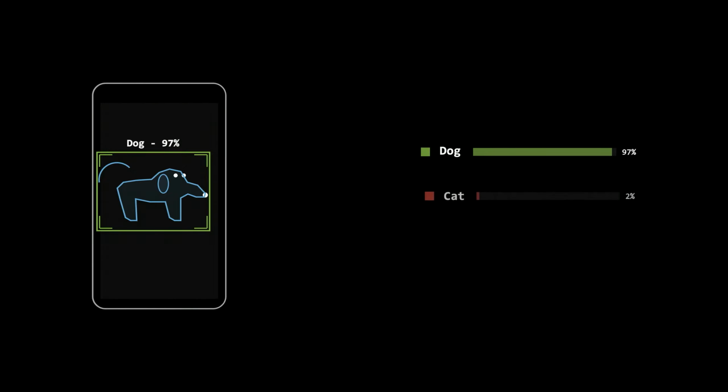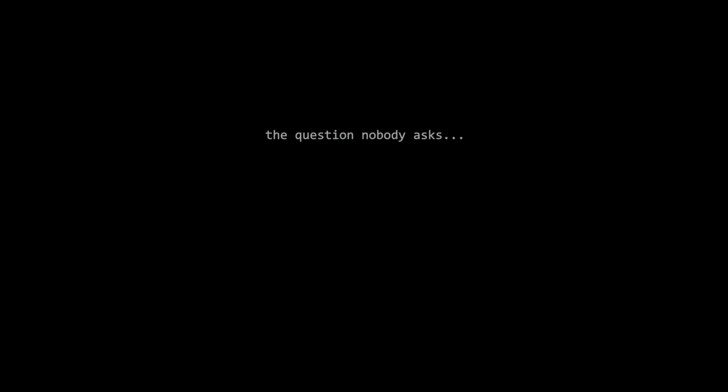Open your phone. Point your camera at a dog. In under a second, your phone knows it's a dog, not a cat, not a table, a dog. It can tell you the breed. It can find its eyes. Now here's the question nobody stops to ask.